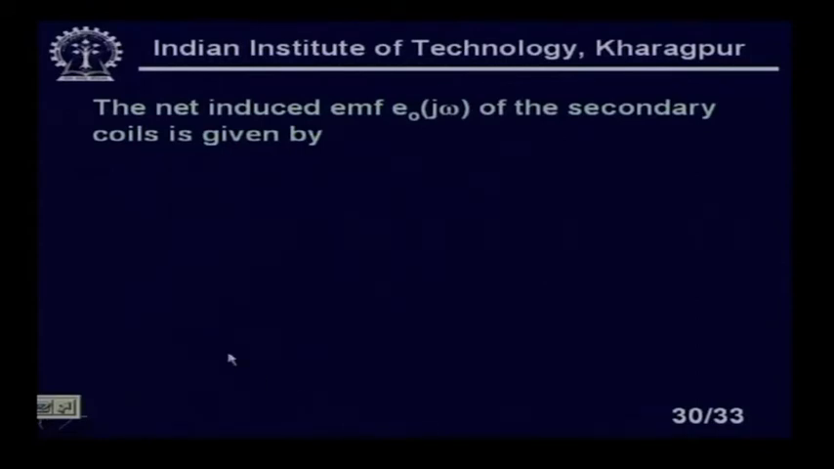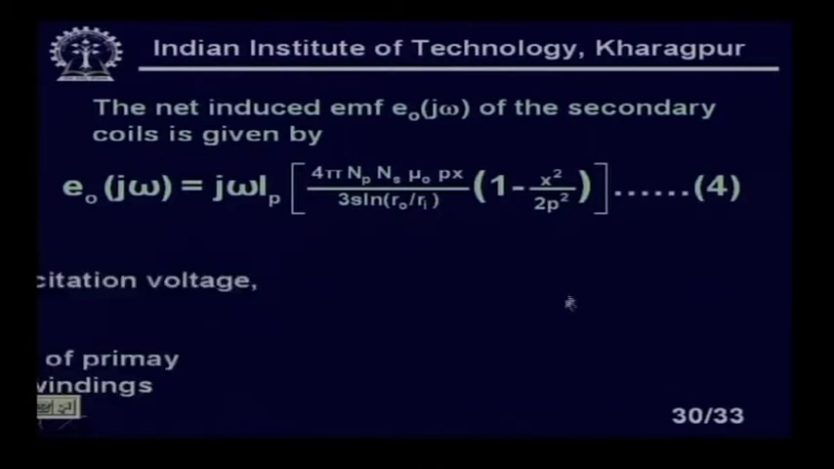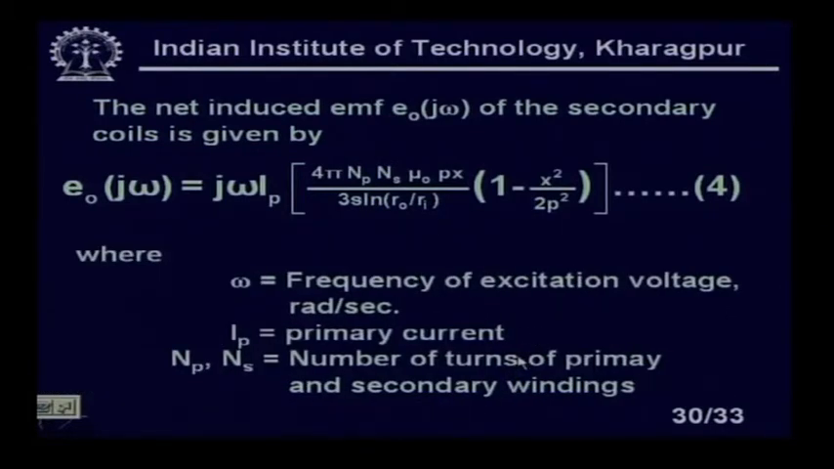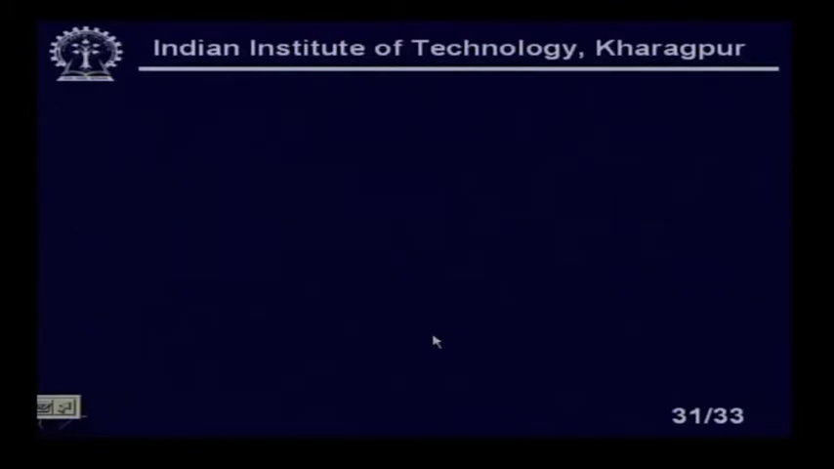Now, the net induced EMF of the secondary coil is given by this: E = j omega I_p 4 pi n_p n_s mu naught p x upon 3 s natural log (r_o by r_i) times (1 minus x square by 2 p square), equation number 4, where omega is the frequency of the excitation voltage in radians per second, I_p is the primary current, n_p and n_s are the number of turns of the primary and secondary windings, r_o and r_i are the outer and inner radii of the LVDT assembly, x is the displacement of the core from the null position, and mu naught is the permeability of free space, 4 pi 10 to the minus 7.